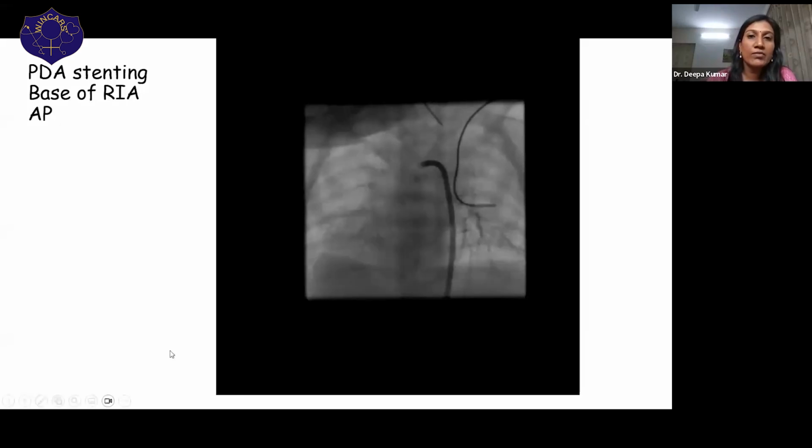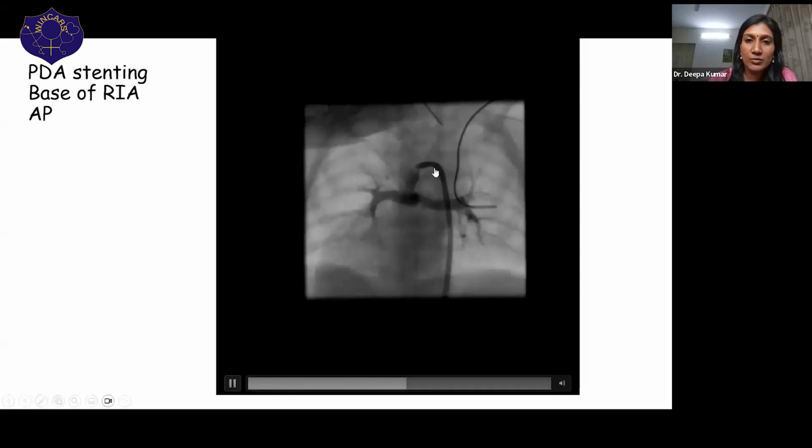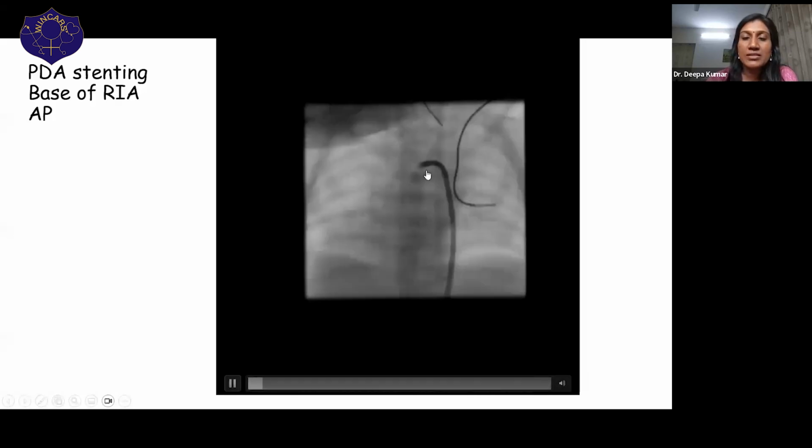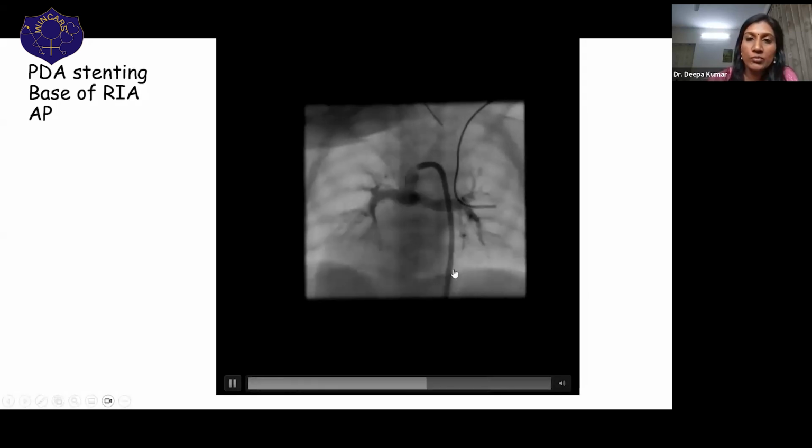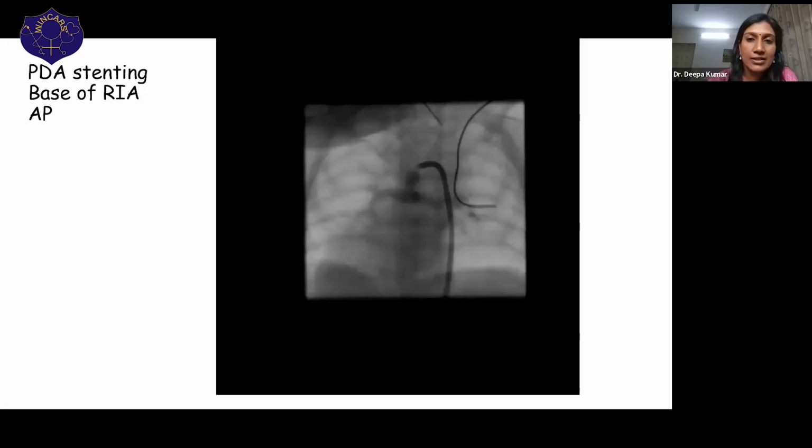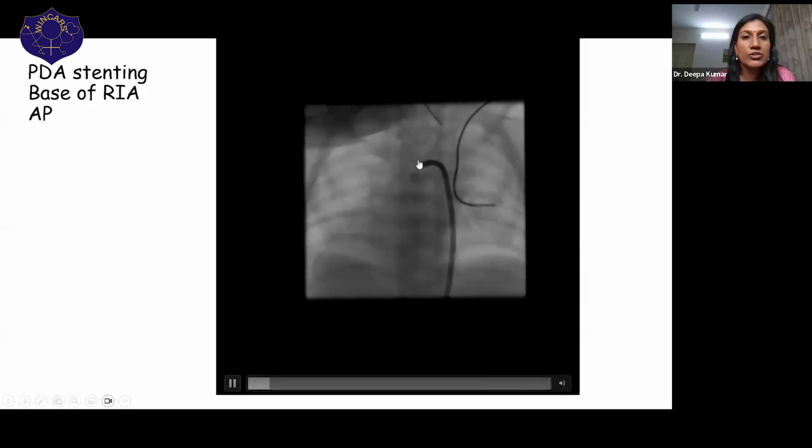Okay, so if you have a PDA coming from the base of the right innominate, it looks much like a BT shunt, and you have to go from the femoral artery access and take an AP view. AP view will more clearly delineate the PDA insertion into the branch pulmonary arteries with maybe a slight cranial inclination. So an AP view is usually used for a PDA coming from the base of the right innominate. So this is the PDA, and you have the branch pulmonary arteries nicely connected to the PDA.